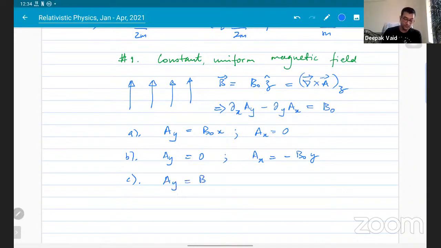Another possibility is you can do something like this. So you can write down, so you're just putting it half and half in ax and ay. So when we do this, this is called the symmetric gauge, right?